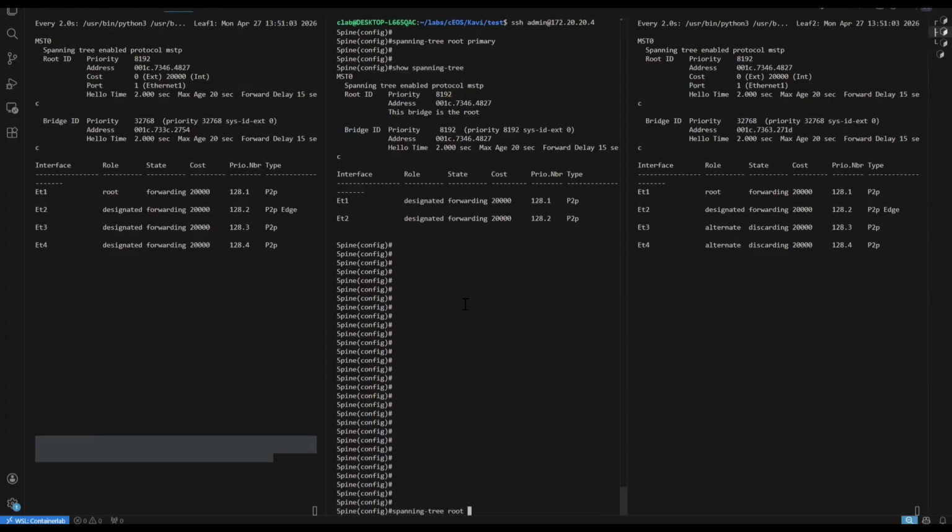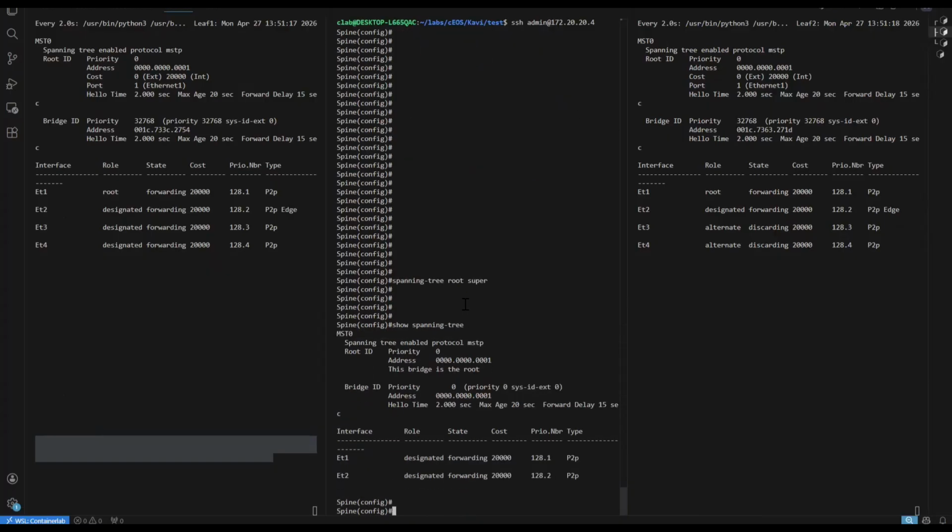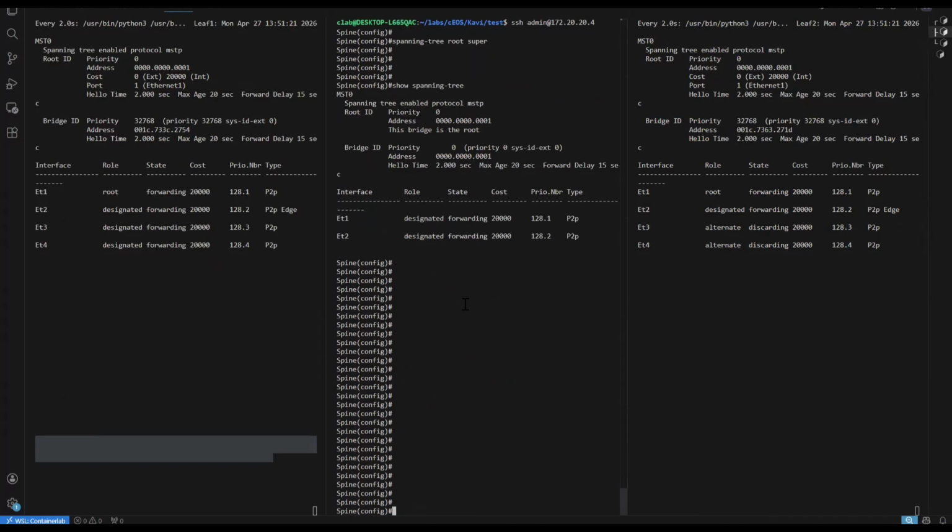Now what I'm going to do is configure spanning tree root super. Now spanning tree, it's not converging, but there is a small difference in the root section. Show spanning tree. And if you look here, the spine is still the root, but if you look at the priority, priority is 0, and there is one subtle difference, which is the MAC address.